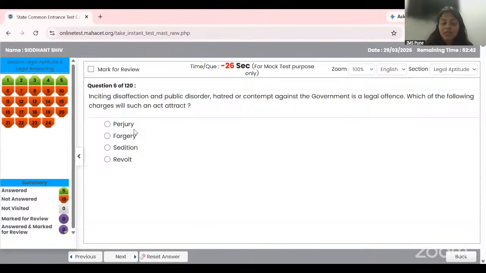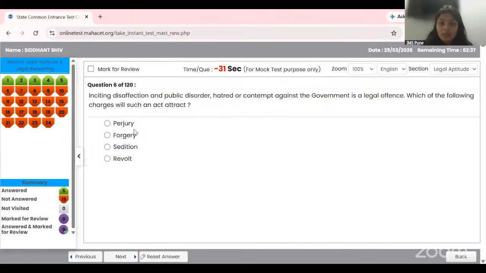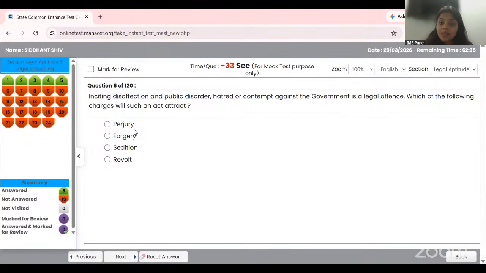So when you have taken a sacred vow, when you have taken a sacred oath before the court that I will not speak lies, and then you make any false statement, you are charged with perjury. What is forgery? Forgery is when you're trying to commit fraud, when you're trying to cheat someone. You're trying to fabricate documents, right? That is forgery. Sedition is when you're trying to create that hatred, disaffection, contempt against the government.